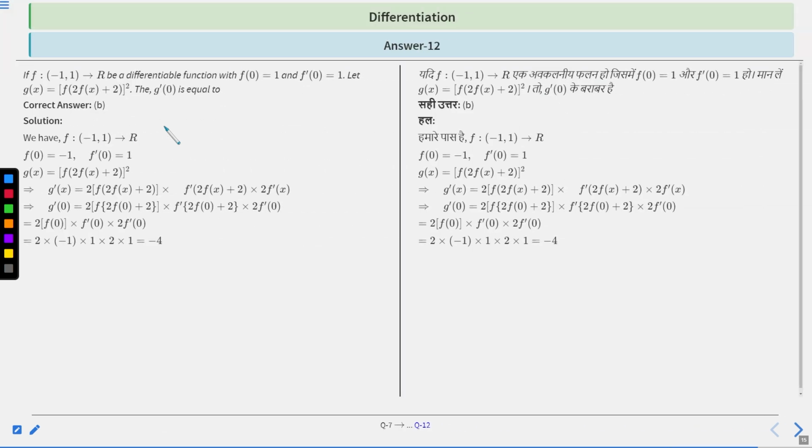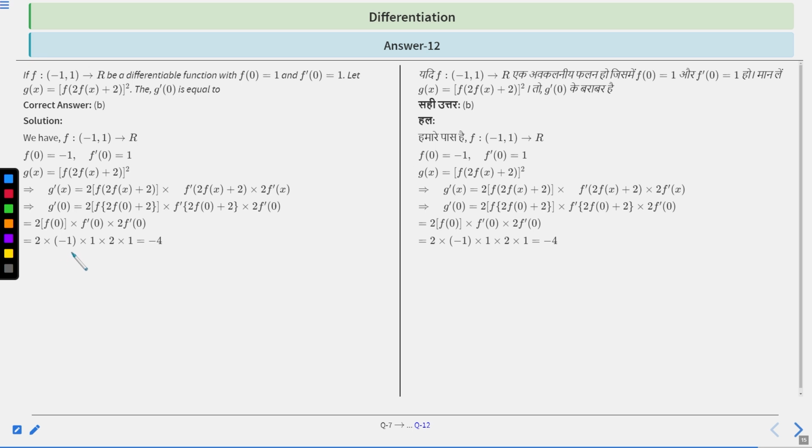Okay, let's move to the solution part. We have function f from minus 1 to 1 to R, and f(0) is equal to minus 1 and f dash 0 is equal to 1. G(x) can be written as the square of f of (2f(x) plus 2). Now g dash x can be written as 2 f of (2f(x) plus 2) into f dash (2f(x) plus 2) into 2 f dash x. So g dash 0 can be written as 2 times f of (2f(0) plus 2) into f dash (2f(0) plus 2) into 2f dash 0. So put x equal to 0.